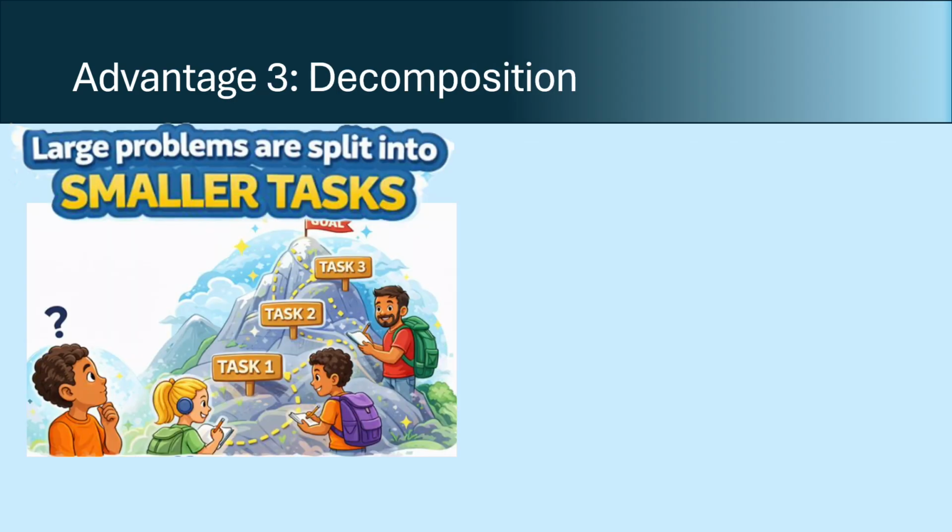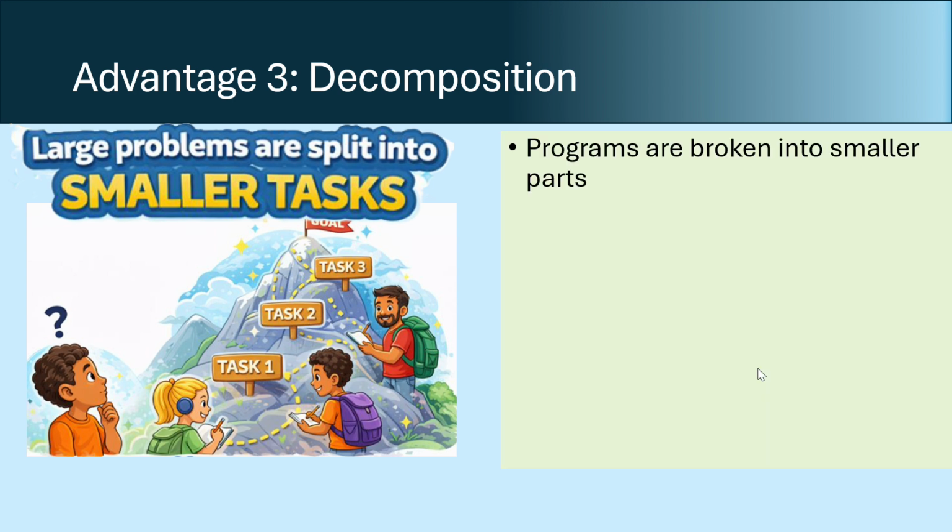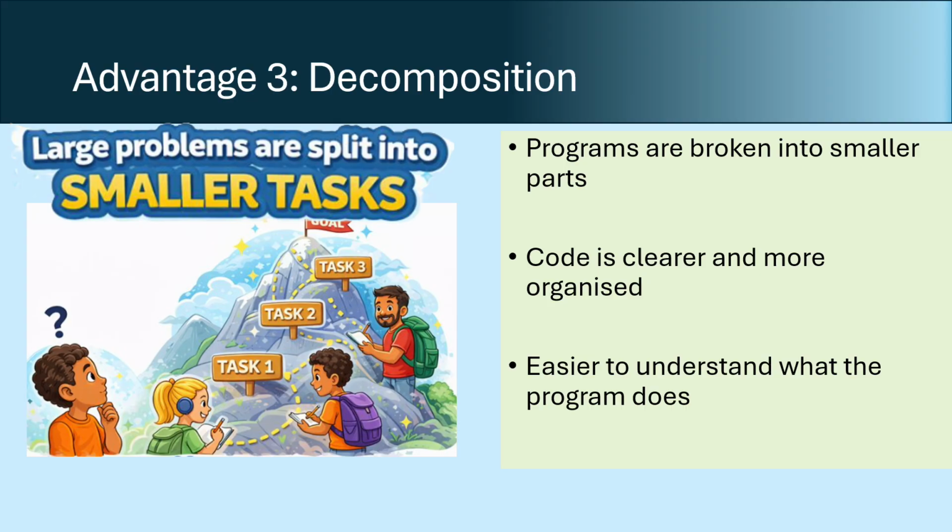The next advantage is that it helps us with decomposition. So we can break larger problems down into smaller tasks. What does that mean? That means that rather than having one big task, we can have task number 1, 2, and 3. So programs are broken into smaller parts, and it helps with organization, so we can make it easier to delegate to other people. It's easier to also understand what the code is doing.